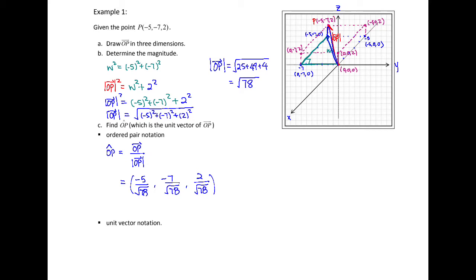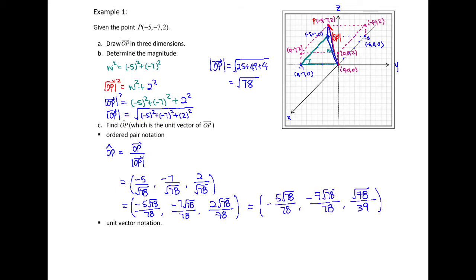Then we have negative 5 root 78 over 78, negative 7 root 78 over 78, and 2 root 78 over 78. Because 2 and 78 can be reduced, we get our simplified answer. As you can see, the z-coordinate becomes root 78 over 39. This is called the ordered pair notation.